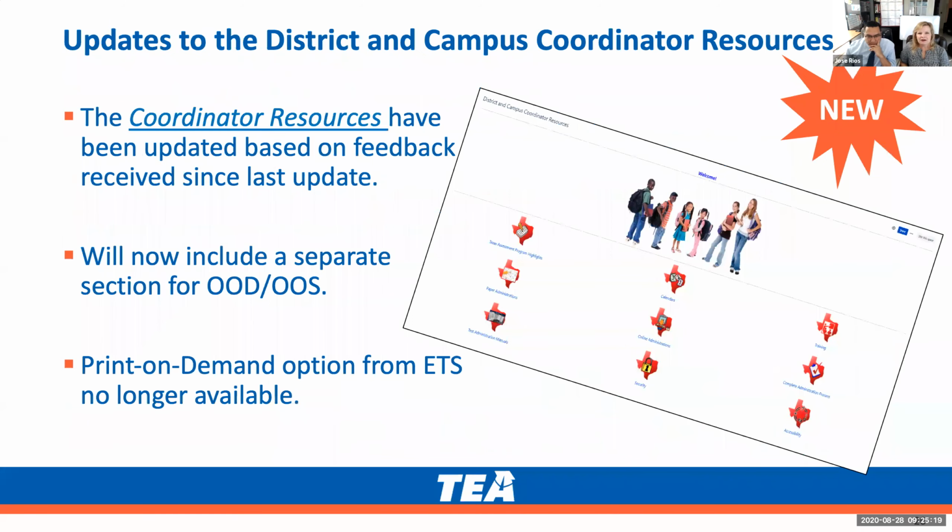All right, so hopefully you guys have noticed that we have updated the district and campus coordinator resources. That was on August 17th, I believe, when it went live. We made some changes based on the feedback that we received. It now includes a separate section for out-of-district and out-of-school students, so hopefully that will be easier to find information on. And then the one thing we heard from you guys is that not many of you were using that print on demand option that ETS provided in past years, and so that is no longer available. If you want to print any section of the DCCR, you're welcome to do that.